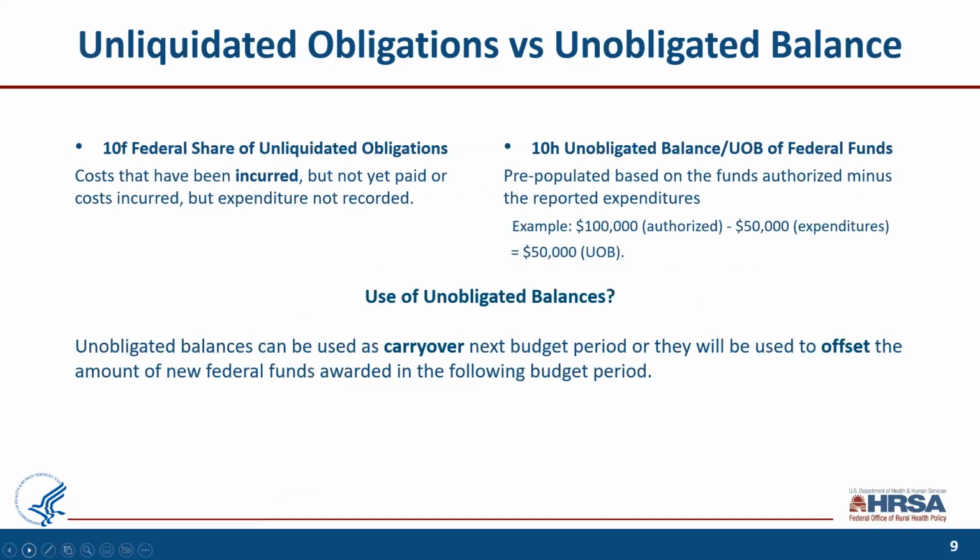Next slide. So the unliquidated obligations and the unobligated balance. So first, the unliquidated obligations are the costs that have been incurred but not yet paid, or costs incurred but the expenditure has not been recorded. If you have invoices that you have not paid or funds incurred that you have not drawn down yet, those are your unliquidated obligations. If you have unliquidated obligations that are not reported on the FFR, then they will be included in the unobligated balance.